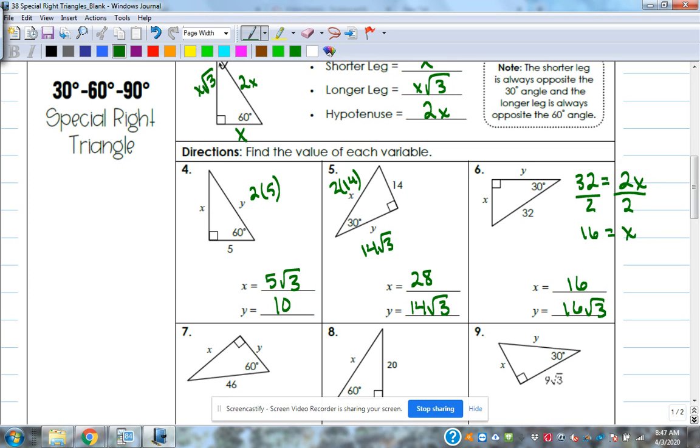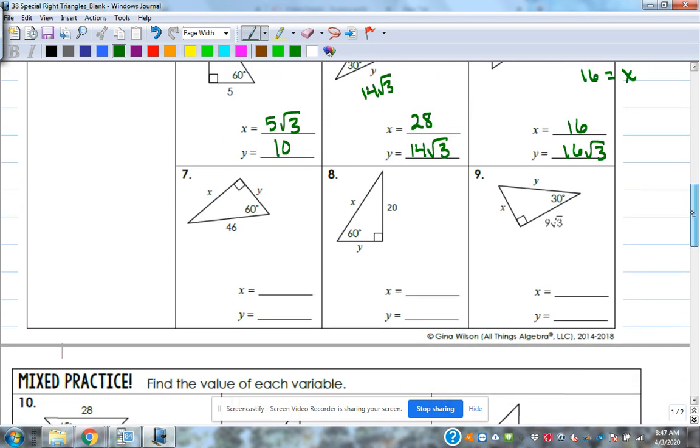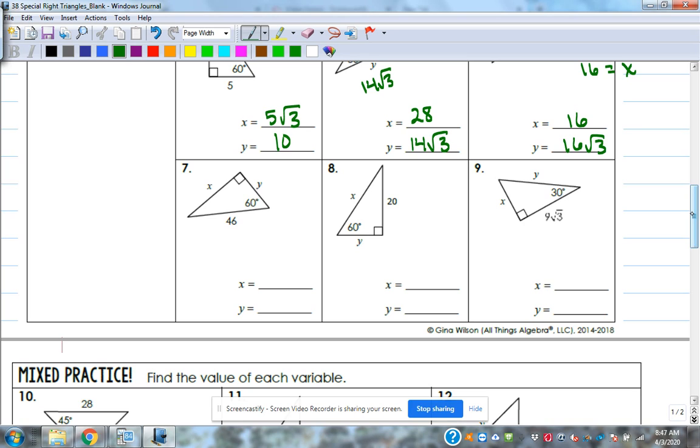Okay. And then let's go to example 7. Here, the shorter leg is y, the hypotenuse is 46, and x is the longer leg. So we're going to find the shorter leg, which is y. So that'd be 46 is equal to 2y, divided by 2, and y is 23. And then we use that to get the longer leg, 23 radical 3.